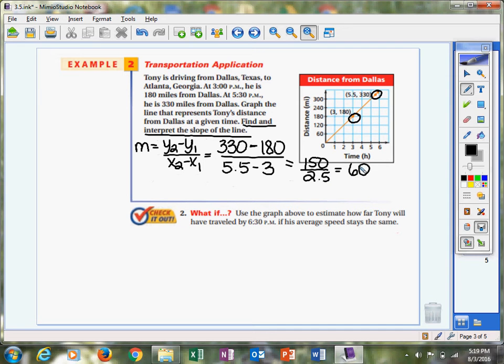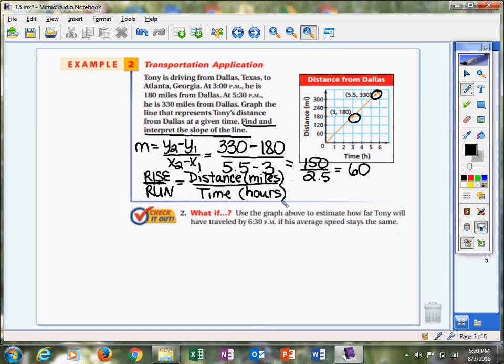60 has a meaning. 60 as a slope indicates a rate of change. Slope is a synonym for rate of change. In this particular case, the numerator, your rise, according to this graph, is distance in miles. Okay, so I'm going to write that out. And then your run is your time in hours. So as you look at your units, the numerator is miles, the denominator is hours.